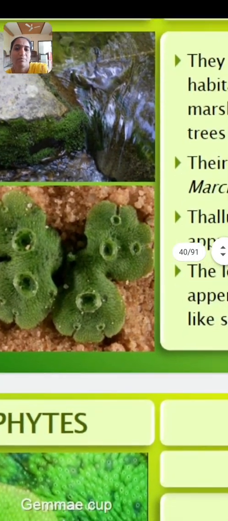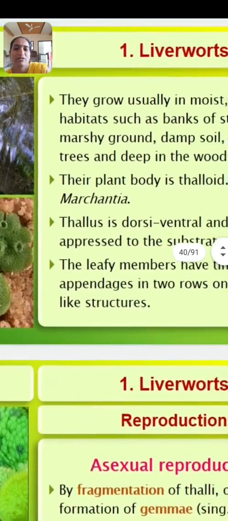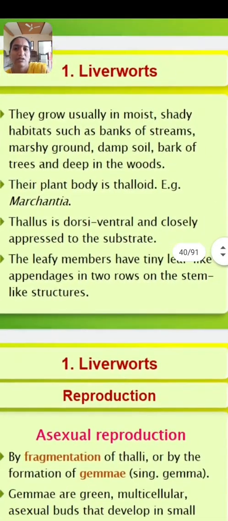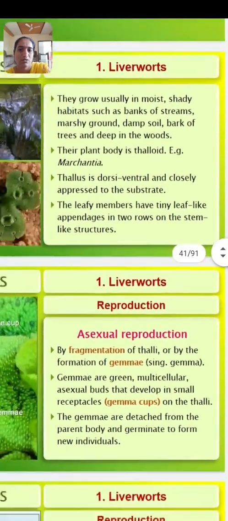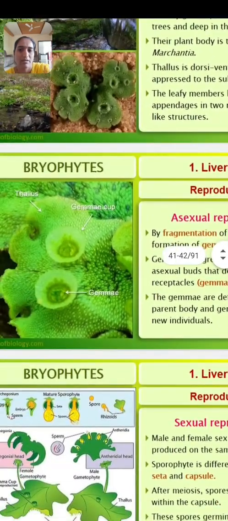Okay, it means the plant body is not divided into root, stem and leaves. It is dorsi-ventrally flattened, attached to the substratum. The leafy members have tiny leaf-like appendages in two rows on the stem-like structures. Okay.